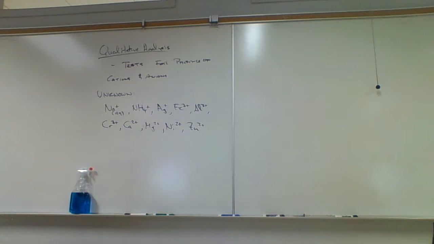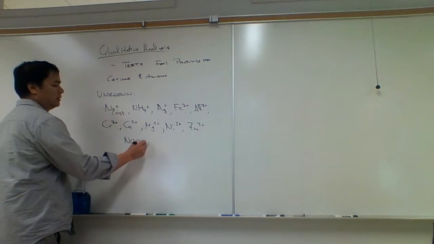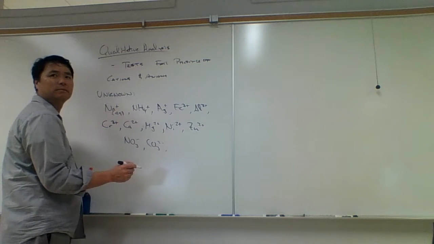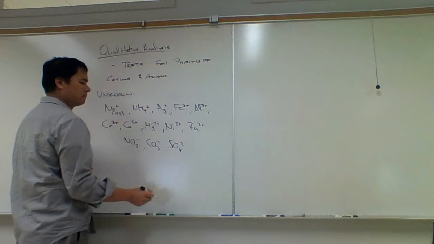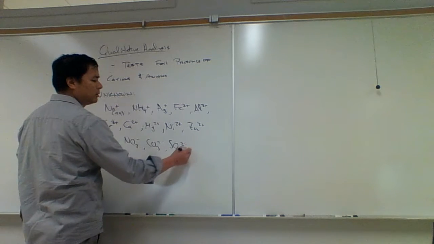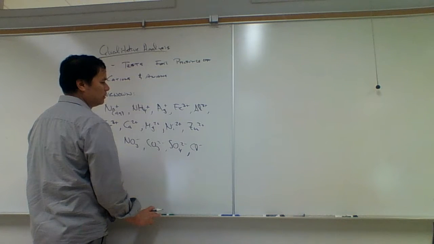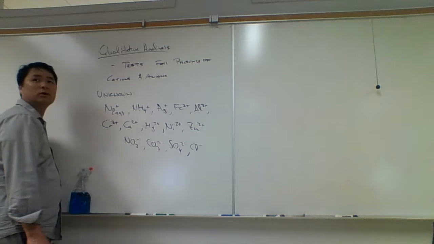And as far as the anions go, the anions that we're going to test for are nitrate, carbonate, I think, what else? Sulfate, chloride and bromide. Okay, I don't know for chloride, bromide, and iodide.